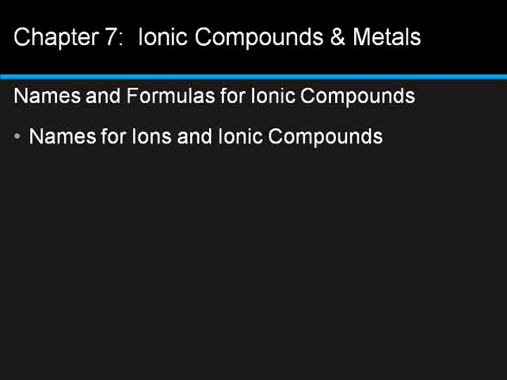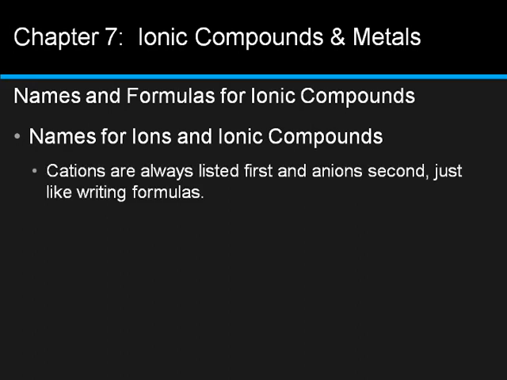All right, guys, let's go ahead and talk about naming ionic compounds. When you name ionic compounds, just like when you write formulas, you've got to make sure that you name the cation first and the anion second. It's going to be in the same order as the formulas are. A way to remember that is your periodic table. Metals are on the left, nonmetals are on the right of the periodic table, and they go in that order when we write formulas or when we name.